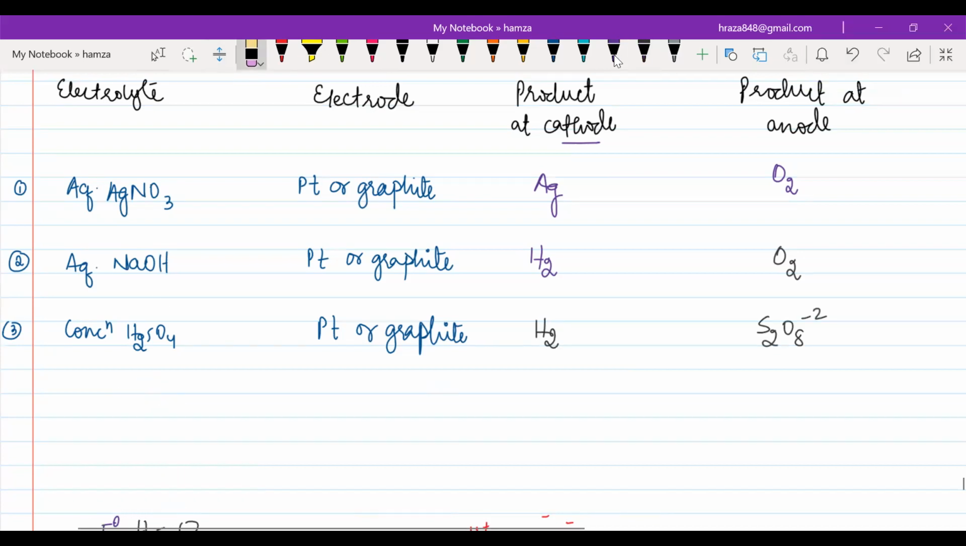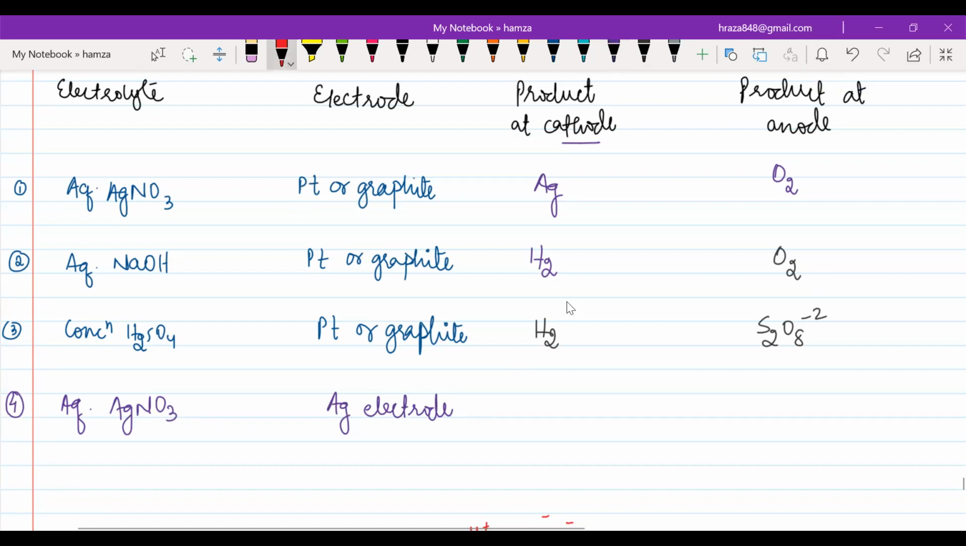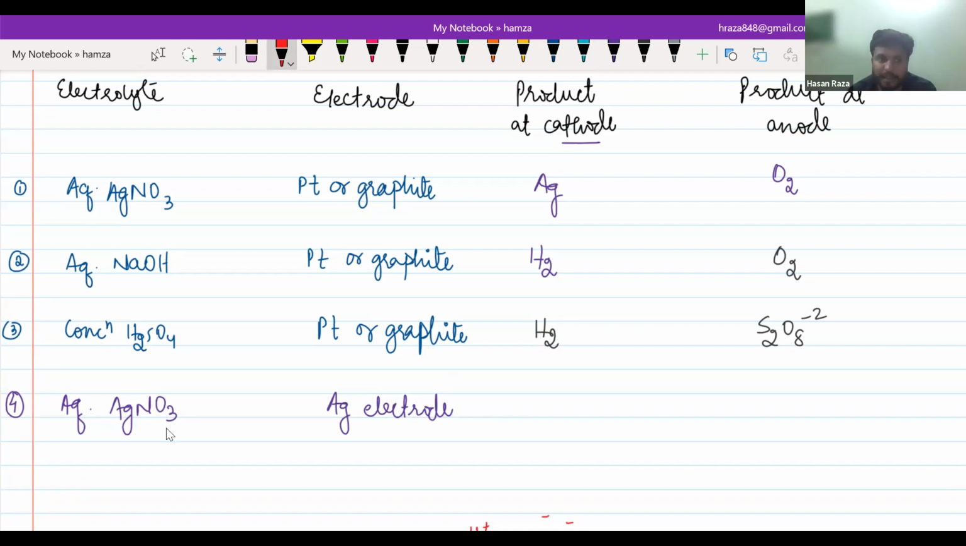Yes, sir. Now see, I'm going to take another example, another question. In the fourth one, I'm going to take aqueous AgNO3. Again, I'm going to take the electrolyte AgNO3, but here the electrode is Ag electrode, and Ag electrode is an active electrode. That means this electrode will take part in the reaction. Are you getting my point?